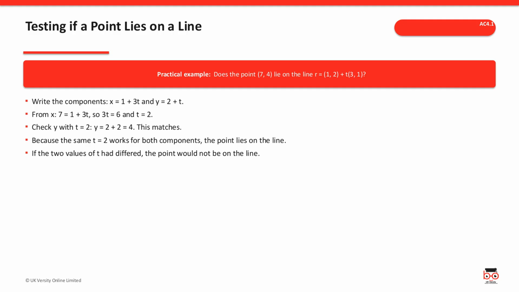Now we check the y equation with t = 2. y is 2 + 2, which is 4, and that matches perfectly. So because the same t works for both components, the point does lie on the line.